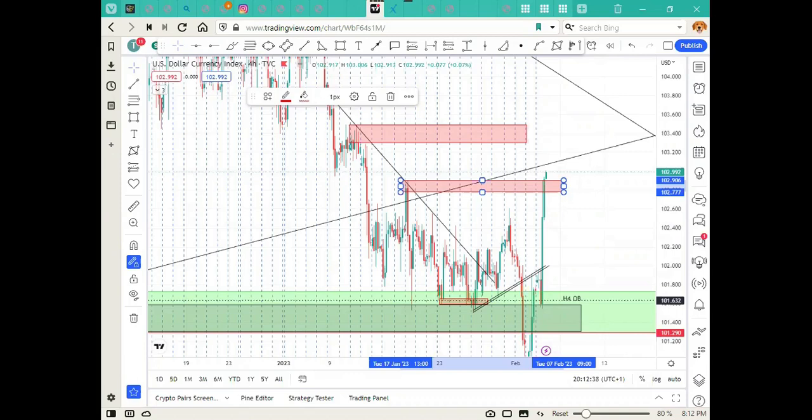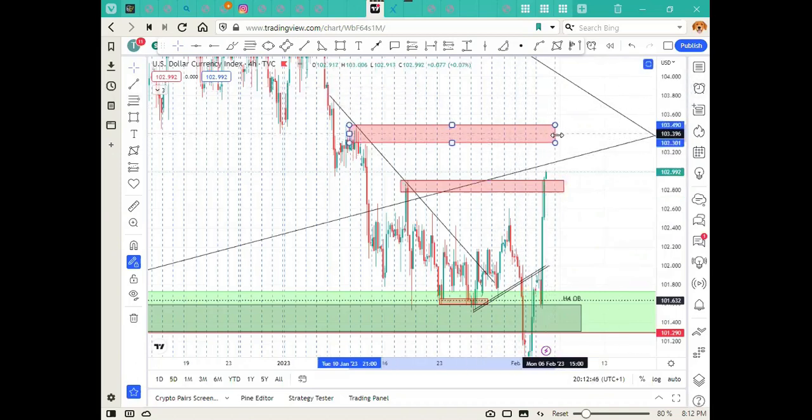It's also a means for us to show you guys the market directions and our market forecast for the time period of 5th February till the 10th of February 2023.